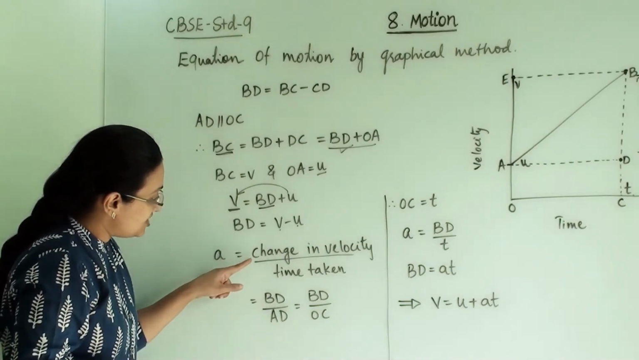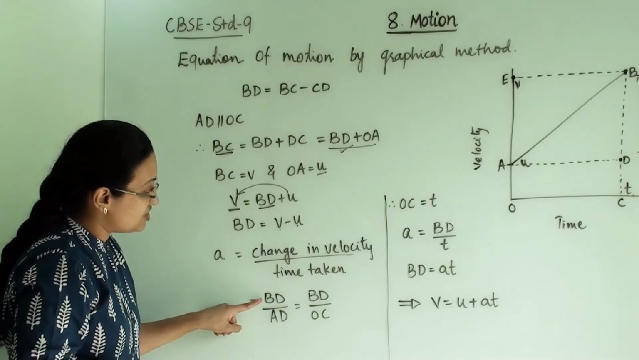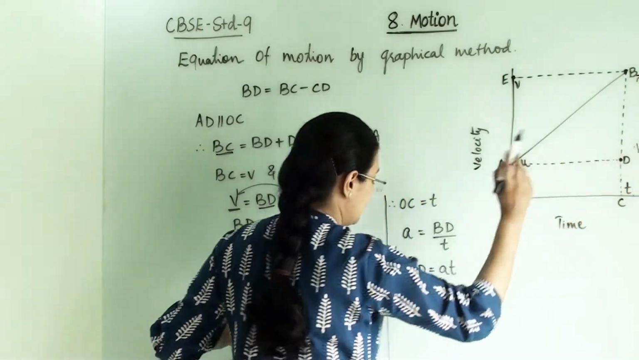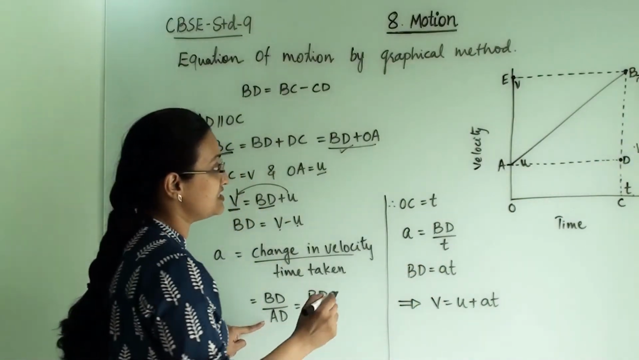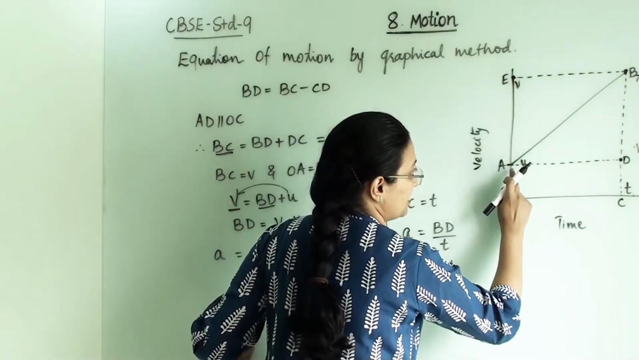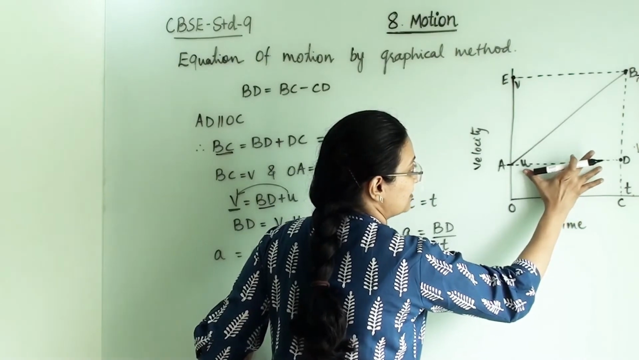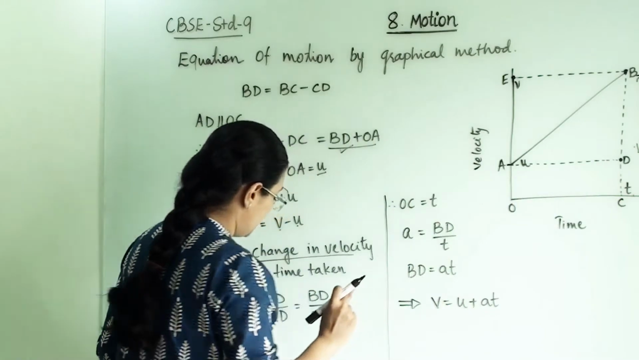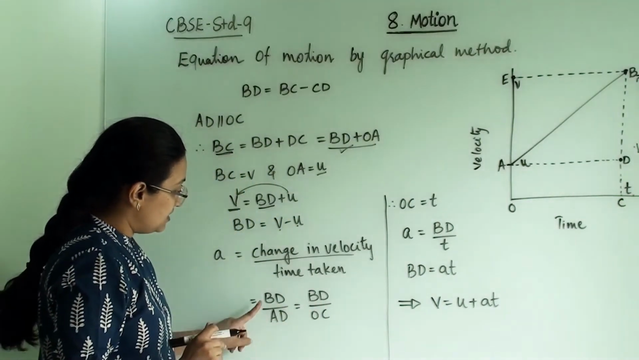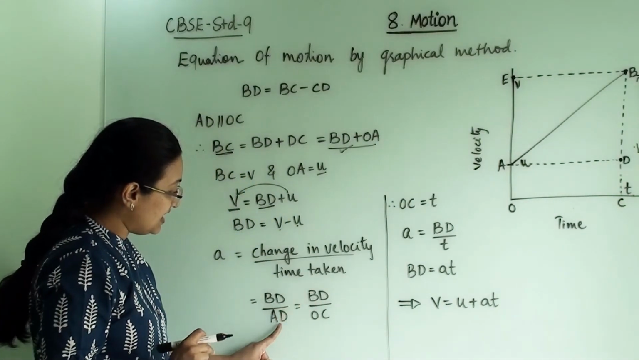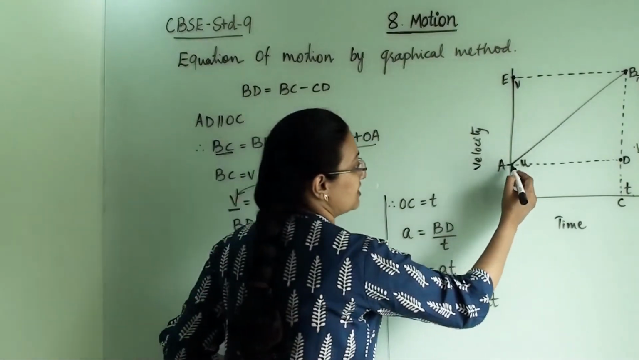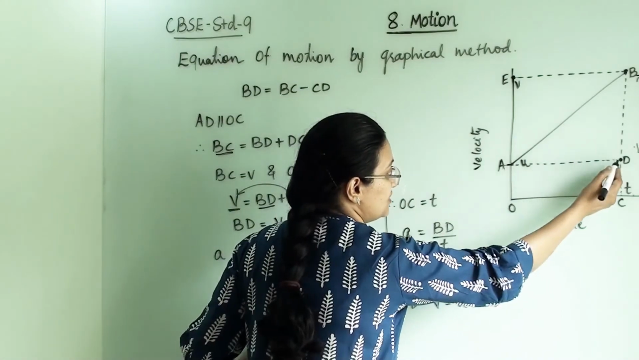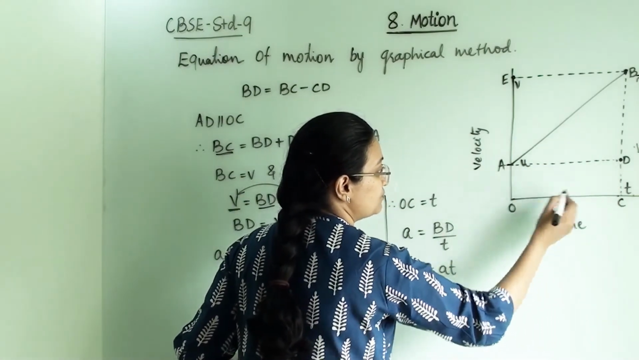Now again, change in velocity by time taken. So the change in velocity is BD, divided by the time taken. So it is AD. So this is our time. How much time have we taken to complete this much travel? So that much time we have taken here. Now BD is BD and AD equals OC, we have written here, because these two lines are the same. A to D and O to C.